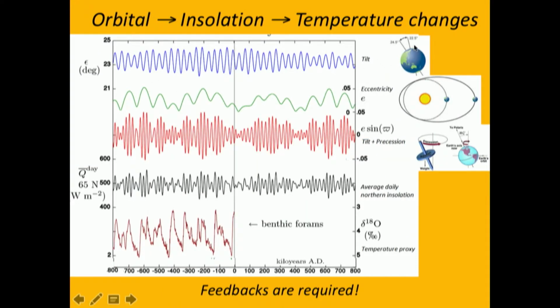So our tilt can change a few degrees, and this happens over a time scale on the order of 20,000 years, on the order of 40,000 years. Our precession changes. We point at different stars on the order of a few tens of thousands of years.